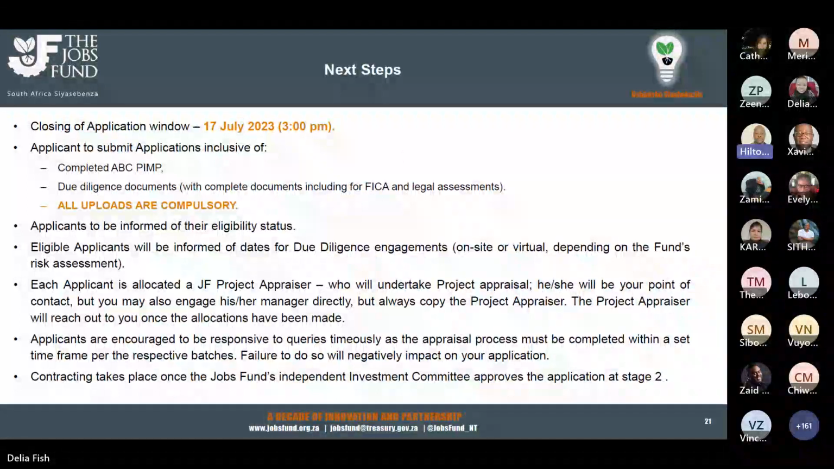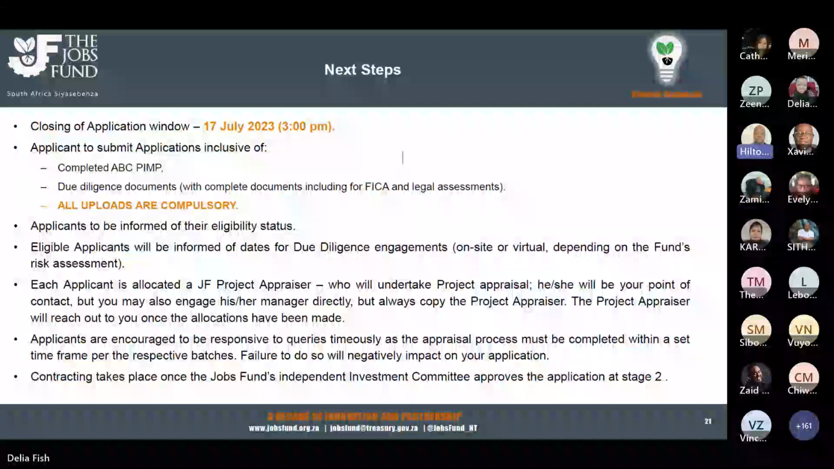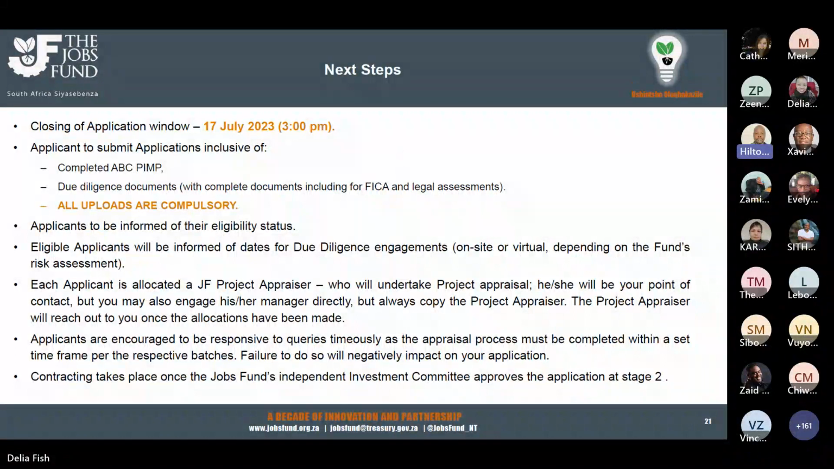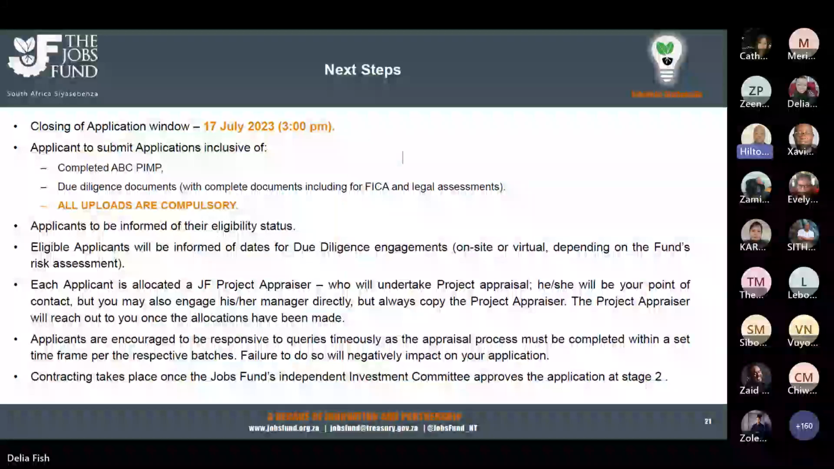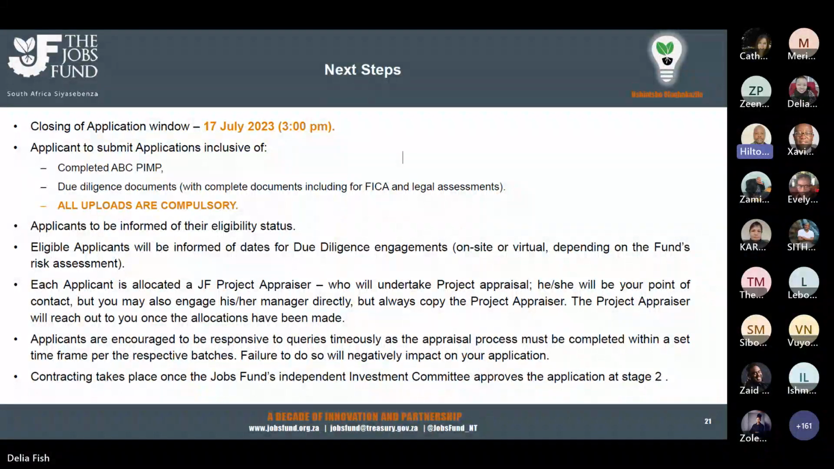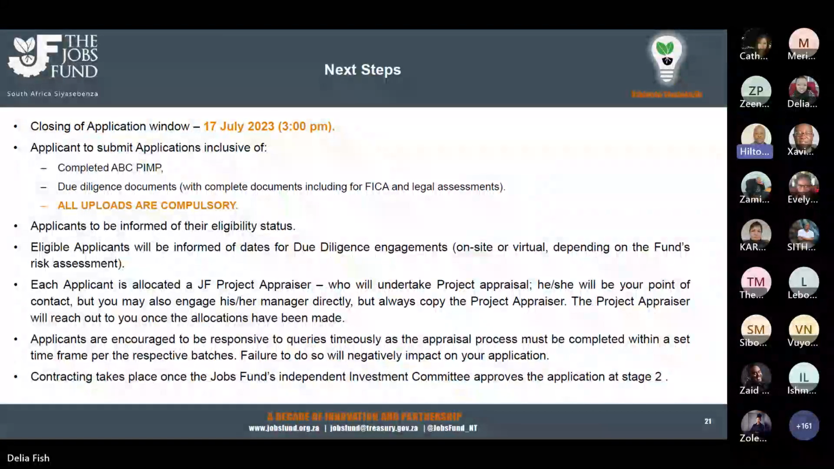All applications must include the ABC PIMP. It really is the holy grail of our implementation. And all the due diligence documentation, including your FICA and legal assessments, all documents under the uploads that have the asterisk of compulsory must be uploaded. If you have not uploaded those documents, you won't be able to proceed to submit. So make sure you have all the documents and you have uploaded them before you hit the submit button.